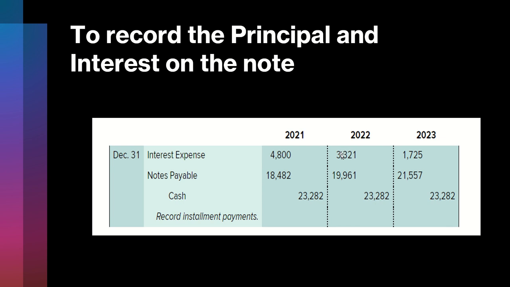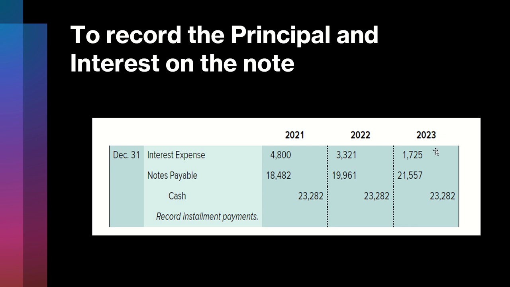2022, same entry as far as the accounts that are debited and credited, but you notice the difference in the amounts, with the exception of the cash account. Cash doesn't change. Cash is going to be credited for $23,282, but out of that amount, $3,321 went to interest expense, so that's debited. $19,961, which is taking $23,282 and subtracting out the $3,321, is the remaining amount that gets debited to notes payable.